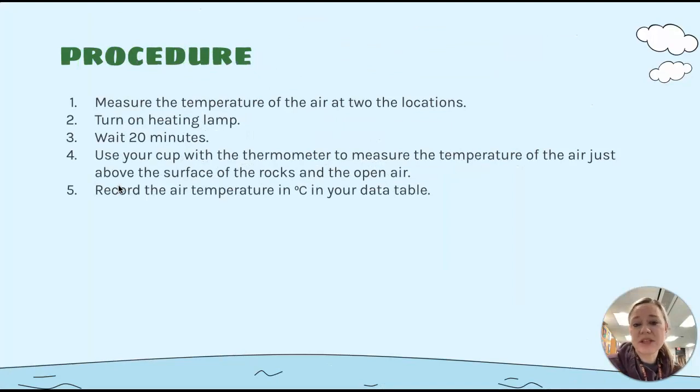So you're going to start by measuring the temperature above the air at the two locations with these cups before you turn on the heating lamp. You're going to take these cups, move them away from the heating lamp, and then turn on the heating lamp. Wait 20 minutes. You have a timer on your lab sheet, and then you're going to come back and measure these one last time, and then you'll take the difference and record all of that data.